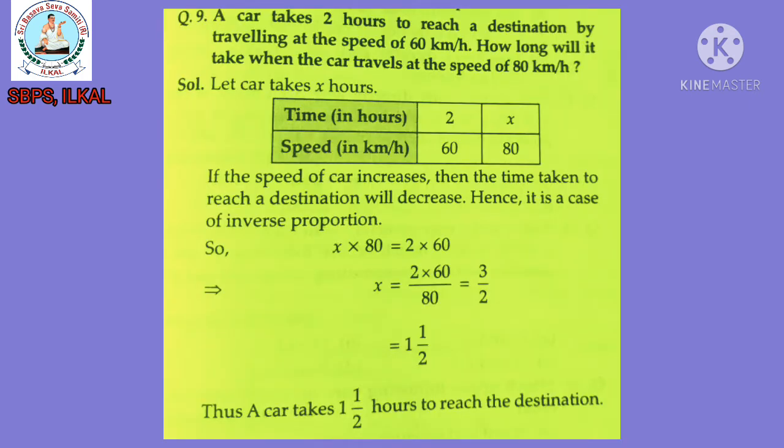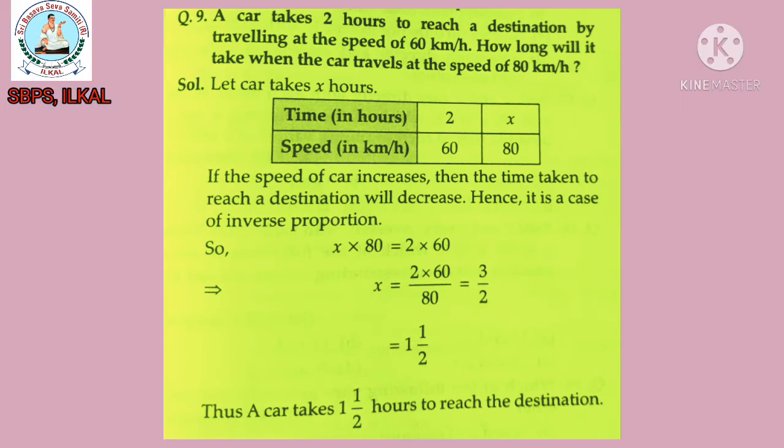Ninth question. A car takes 2 hours to reach a destination by traveling at a speed of 60 km per hour. How long will it take when the car travels at the speed of 80 km per hour? Solution. Let the car take x hours. Observe the table. If the speed of the car increases, then the time taken to reach the destination will decrease. Hence, it is a case of inverse proportion.